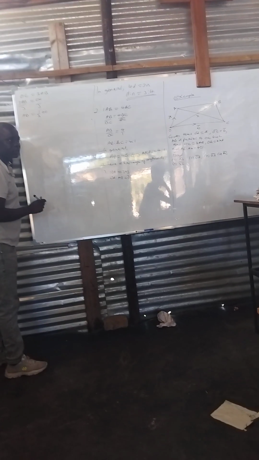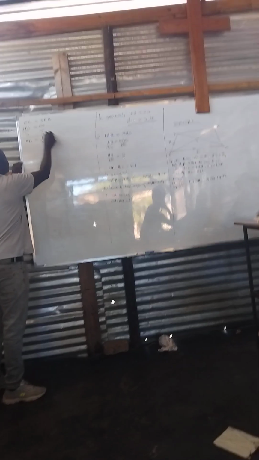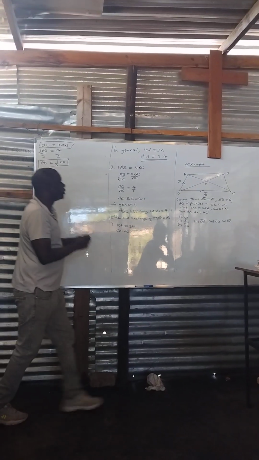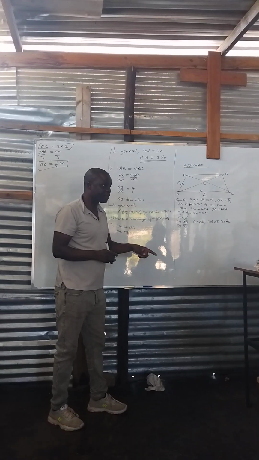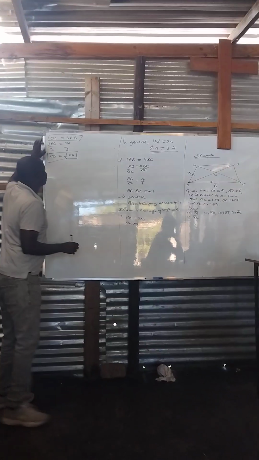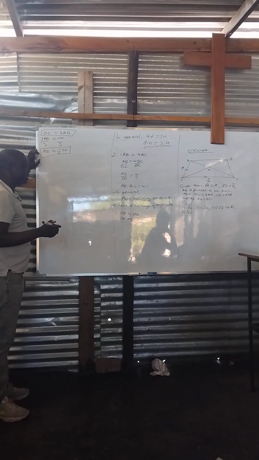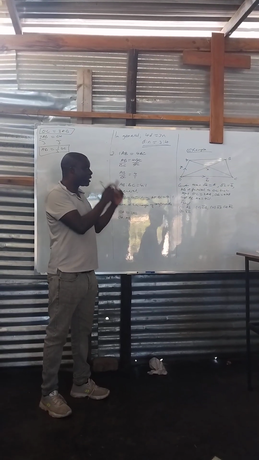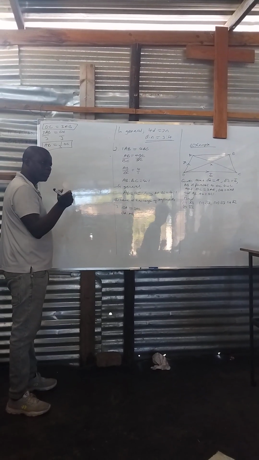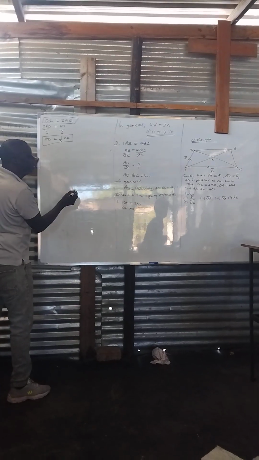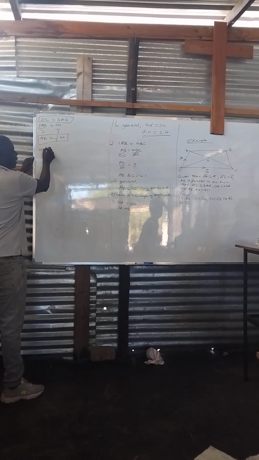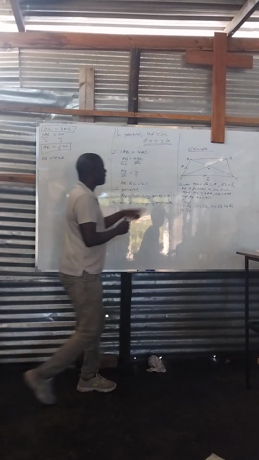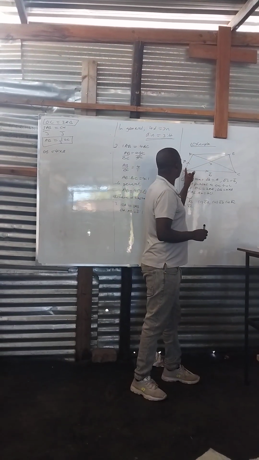Now, for the ratio problem, we don't do it the same way. For parallel lines, we do it this way. Then the next ratio: OB is equal to 4XB.